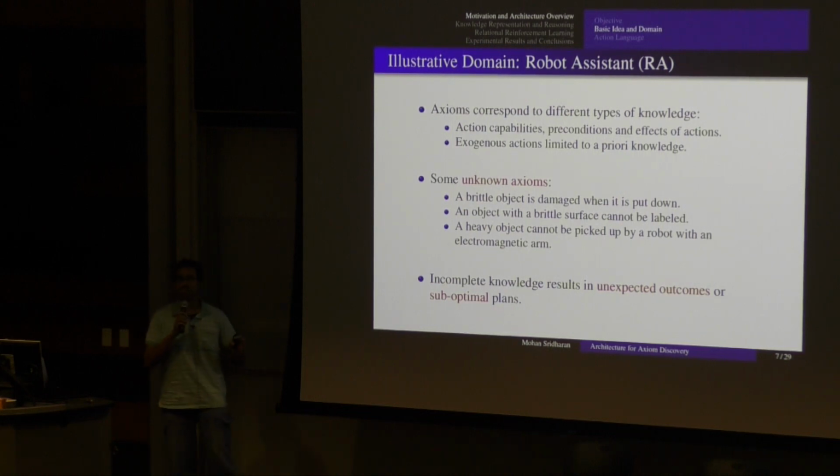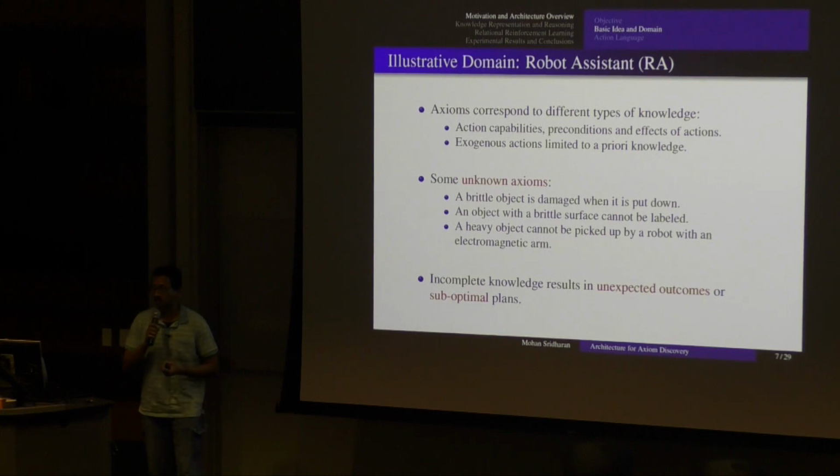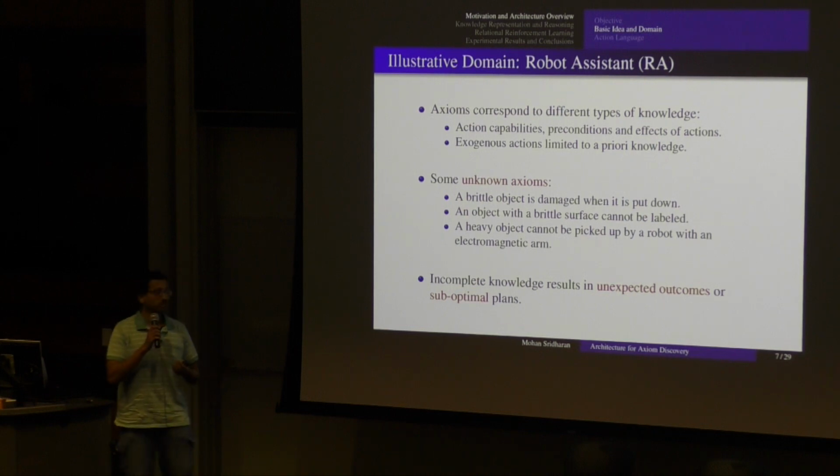That is the basic things that the robot can talk about, but here we are talking about the axioms, right? So the robot knows certain things about the world, how certain actions have certain effects, or what actions it can perform. But in addition to that, there are certain things that are unknown, because typically in any complex domain, you're not going to have all the information.